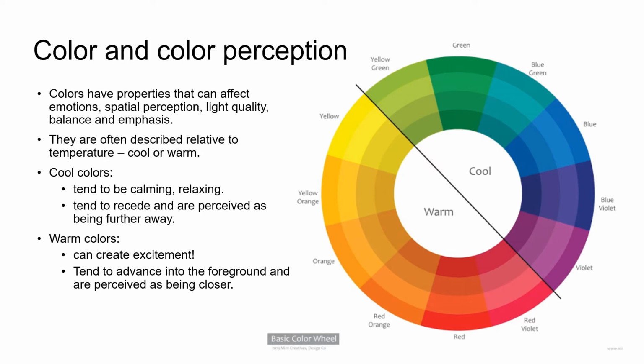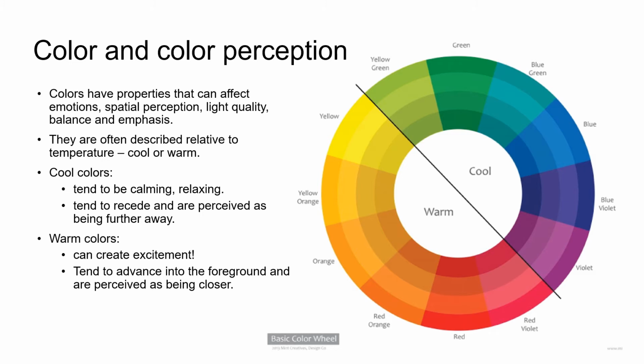Colours have properties that can affect our emotions, spatial perception, light quality, and visual weight. And colours are often described relative to temperature as being cool or warm, as shown in the colour wheel on the right here. Cool colours tend to be calming and relaxing. In a landscape, they tend to recede into the distance and are perceived as being further away. And we can use this to our advantage if we're trying to make a small space appear bigger.